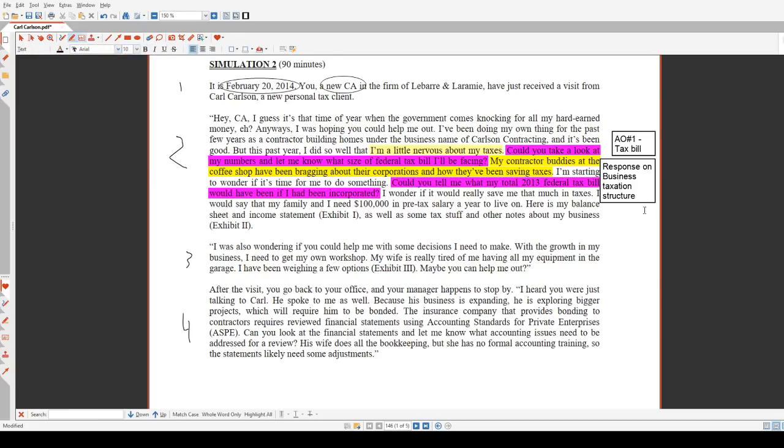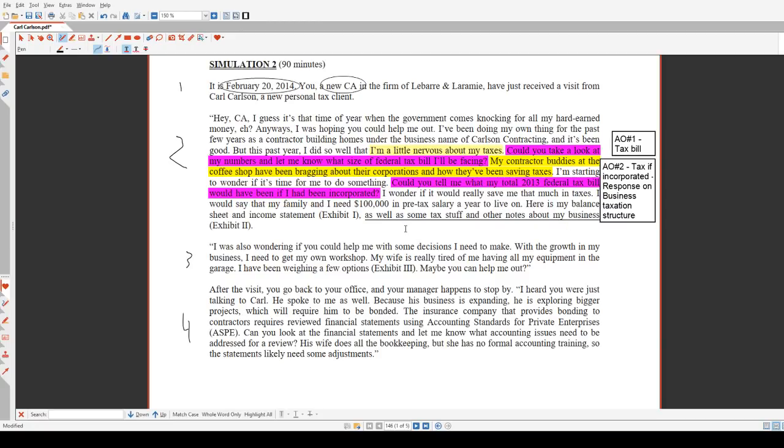AO. Well, actually, I'm just going to build upon that note. Number 2, tax if incorporated and response on taxation structure. I wonder if it would be really saving money in taxes. Here's my balance sheet and income statement, in Exhibit 1, as well as some other tax notes and other notes about my business.